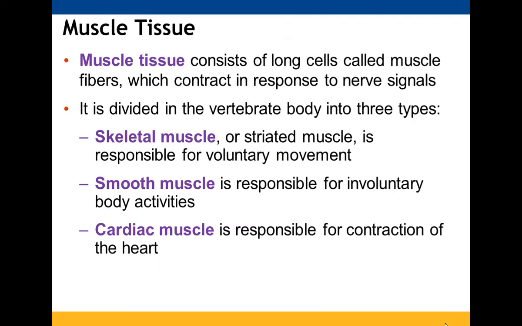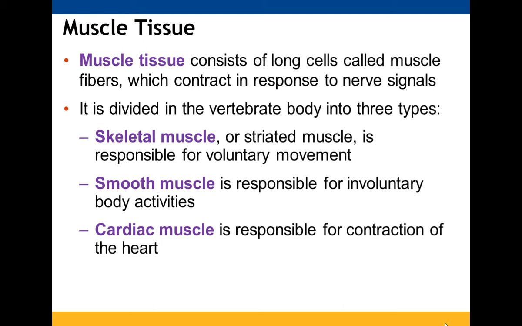Another type is muscle tissue. Long cells called muscle fibers are going to contract based on signals from nerves. We have three main types of muscle tissue. We have skeletal muscle, smooth muscle, and cardiac muscle.